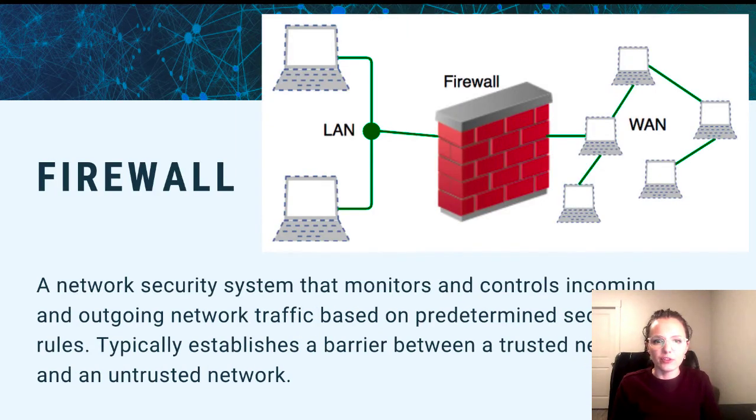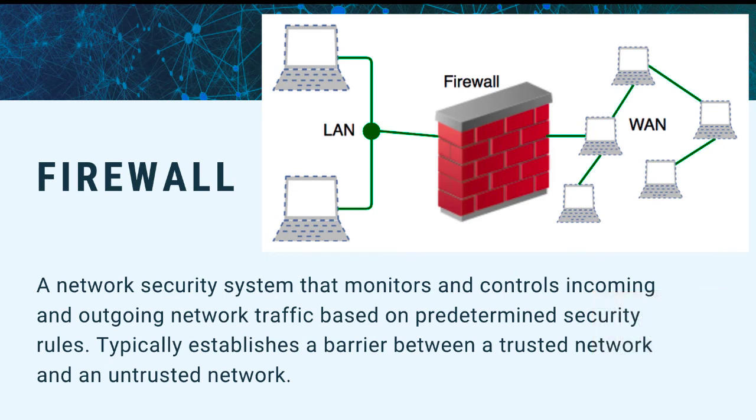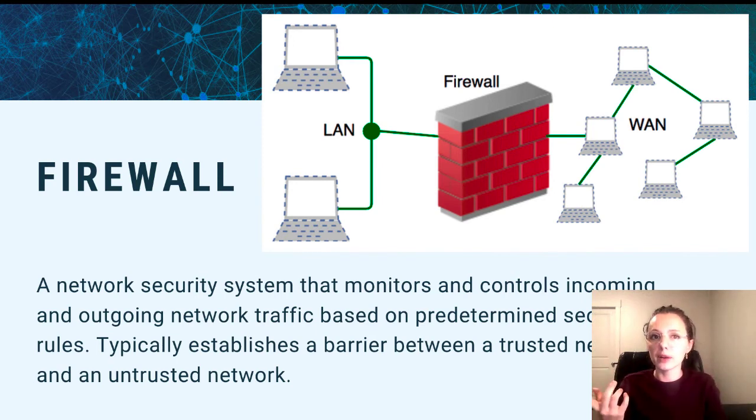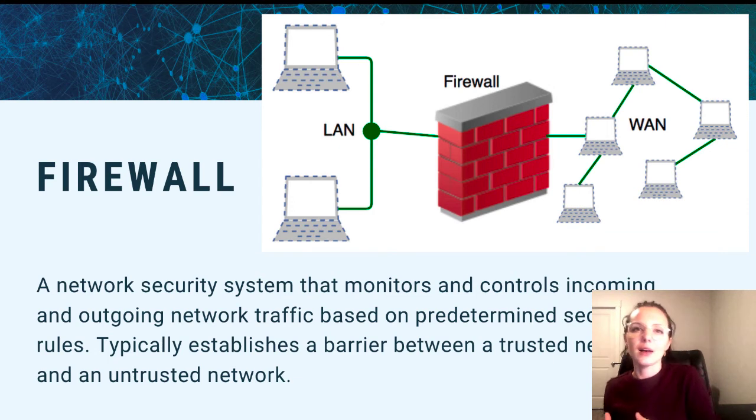All right, we have two to go. We have firewall. This is a network security system that monitors and controls incoming and outgoing network traffic based on predetermined security rules. It typically establishes a barrier between a trusted network and an untrusted network. Everybody's heard of a firewall before. These can be software or hardware, but usually they're software, and usually your router is going to have a firewall, and it's basically just going to monitor incoming traffic to make sure that it is legitimate traffic, that it's not someone trying to hack your system.